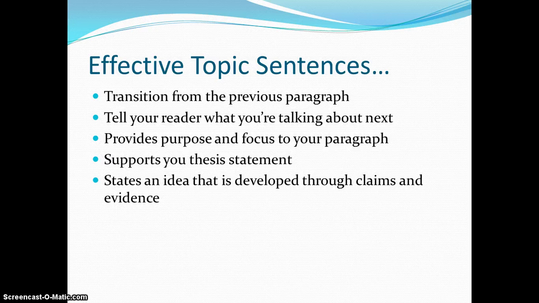Okay, and again, it provides purpose and focus to your paragraph. And so you kind of look at each body paragraph as an individual unit that you still have to connect together to create a whole. Okay, so each individual paragraph has to have its elements in order to work together to make an effective essay. Make sure your topic sentences support your thesis statement, and make sure it states an idea that you develop through claims and evidence.